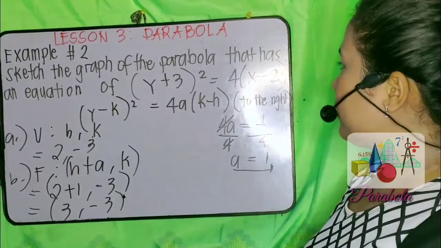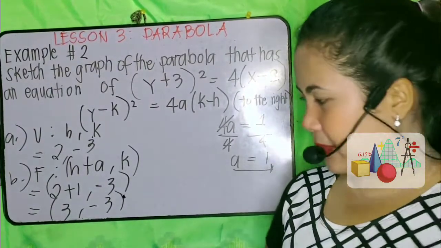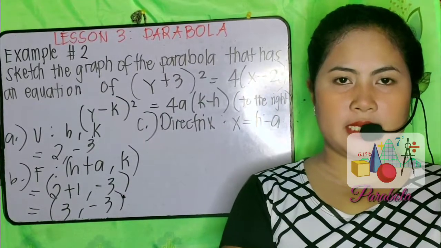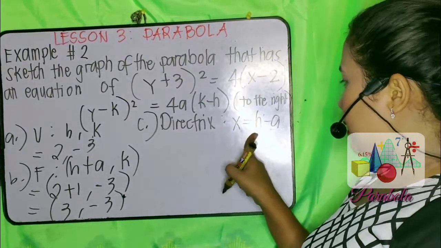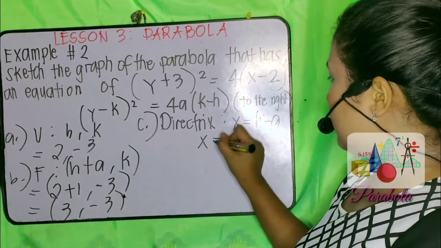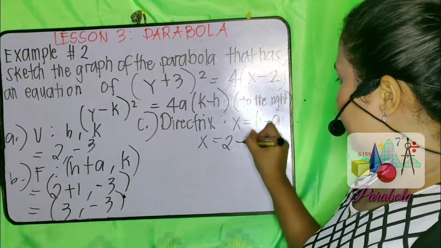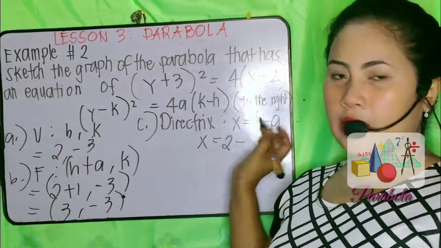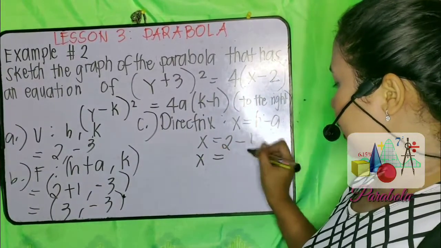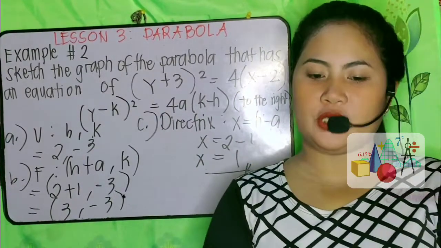So, next, what we are asked to find is the directrix. Okay, so let's find it. For the formula for the directrix that we're going to use, for parabolas that open to the right, we have x equals h minus a. Okay, so copy x. Our value for h is positive 2. Then, minus our a, which we got earlier, 1. Okay? Then, simplify. Our directrix is positive 1. So, it is that quick.